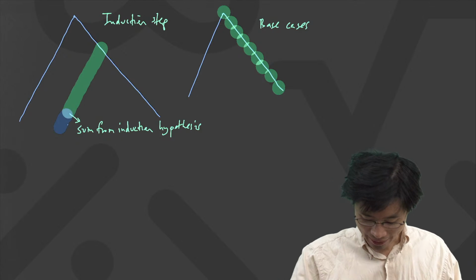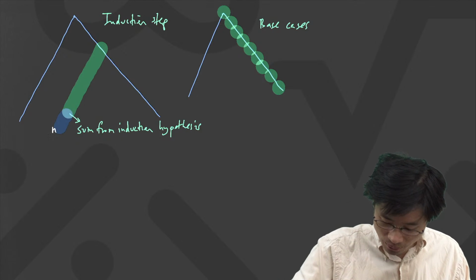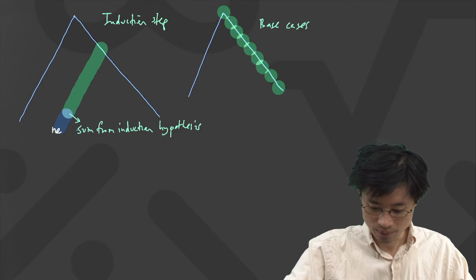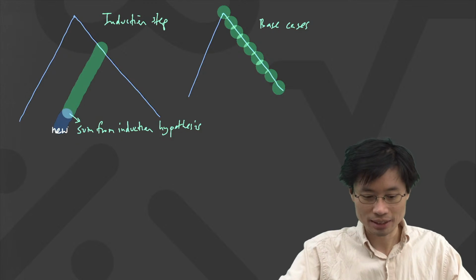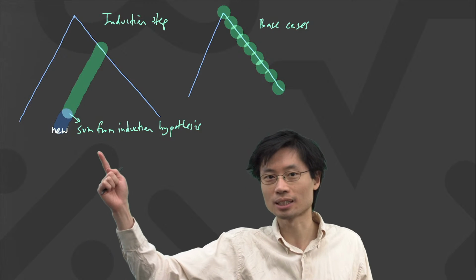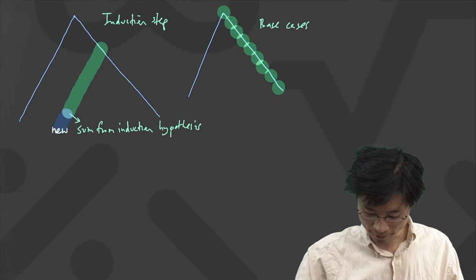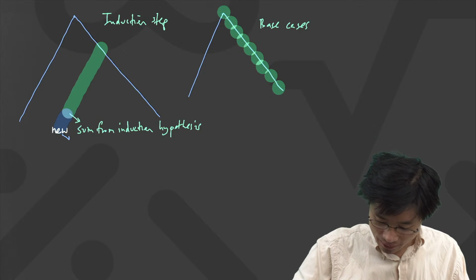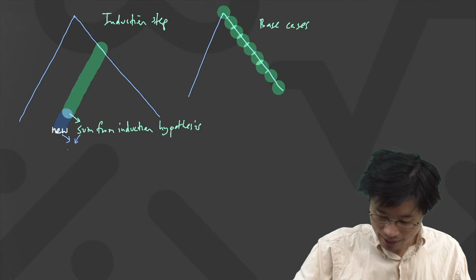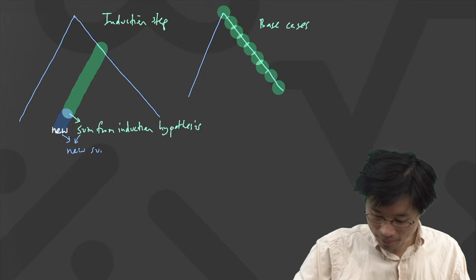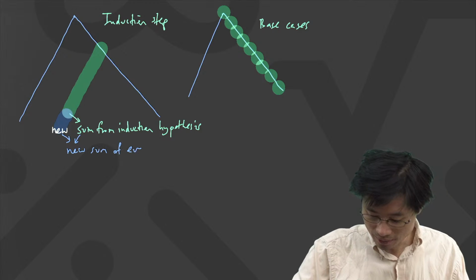Maybe let me use white to stand out more. This is the new one, right? And so if I have the new one plus the sum of all the old ones, well, that's here. That's the new sum of everything. So this thing, I'll draw two arrows. This is the new sum of everything.